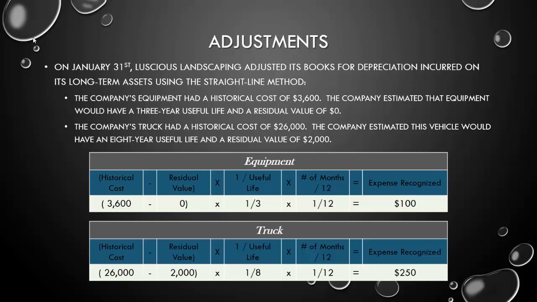We're going to use the same formula for the truck. $26,000 historical cost, but it's going to be worth $2,000 at the end of its life, which means we need to remove $24,000 worth of value over the life of this truck. We multiply that by 1 over useful life and 1 over 12, and we come up with an expense to be recognized on this truck for depreciation of $250.